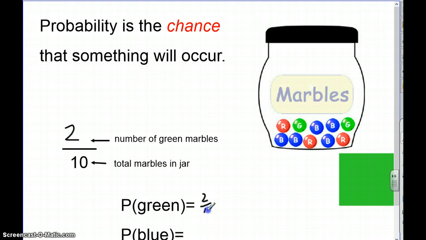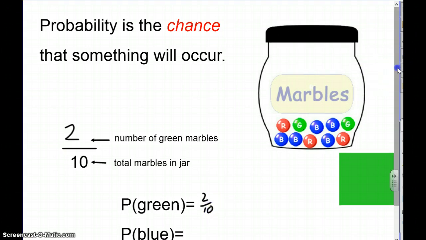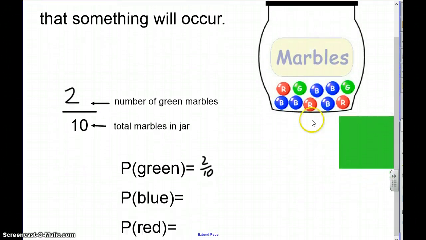Okay? Well, now I'm going to ask you, what is the probability of drawing blue from this same jar of marbles? Okay, well, we can count that. How many total marbles are there? We already know that there are 10. So the total always goes on the bottom. And then how many blue marbles are there? 1, 2, 3, 4, 5. So the probability of drawing a blue marble is 5 out of 10. So we write P with blue in parentheses equals 5 tenths. 5 out of 10. So we write it just like a fraction.